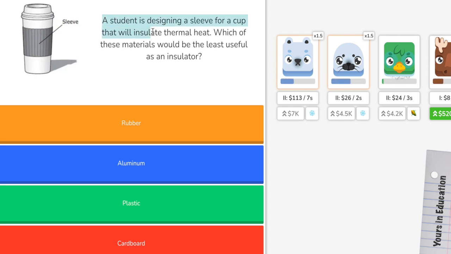A student is designing a sleeve for a cup that will insulate thermal heat. Which of these materials will be the least useful as an insulator? So it says the least useful. That's a trick because it's something that will not work as an insulator. So rubber, no, that will be useful. Aluminum, I'm not sure. Plastic, no, that will be a good insulator. Carbon will be a good insulator. So I'm going with aluminum. Yeah.